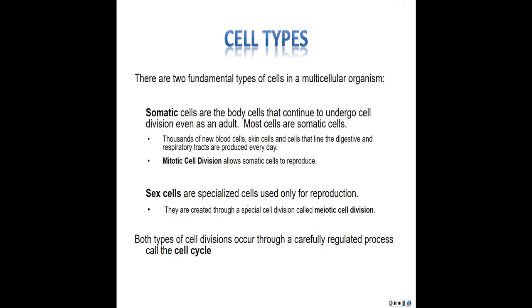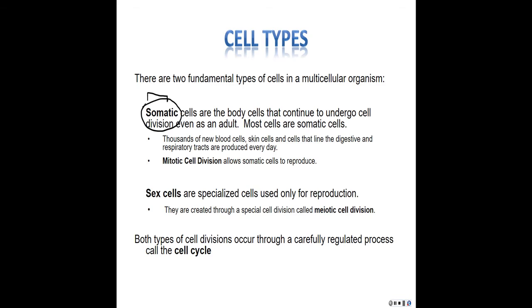Before we get into meiosis, let's understand the different kinds of cells in multicellular organisms. There's two basic kinds of cells. There's body cells, which are called somatic cells. Remember that soma is the root for body. And somatic cells are everywhere. Most of your cells, almost all of your cells, are somatic cells.